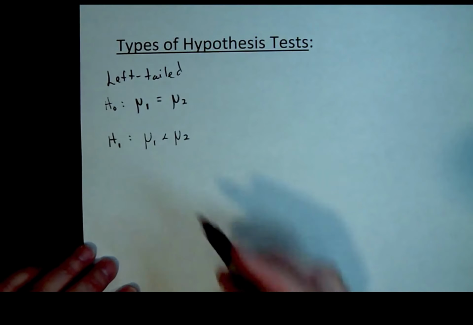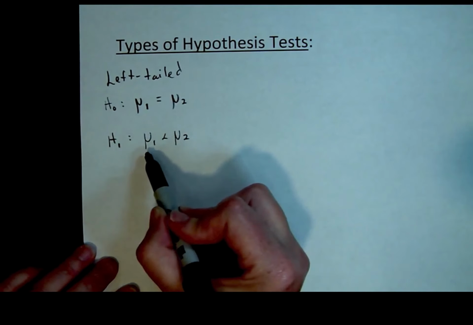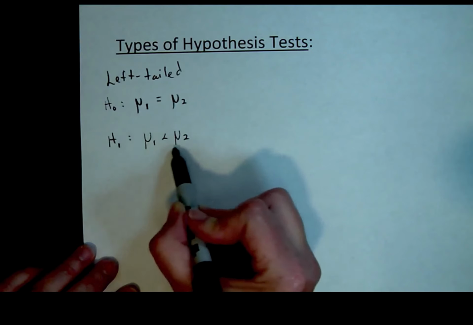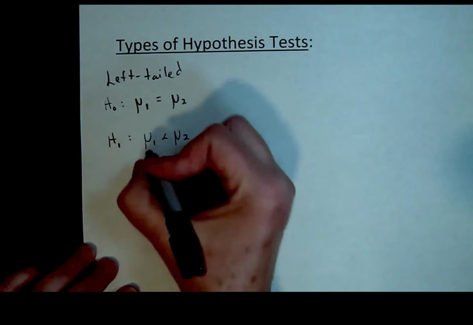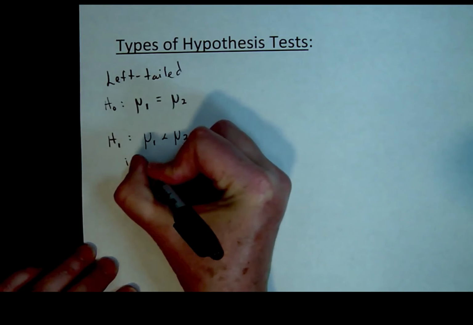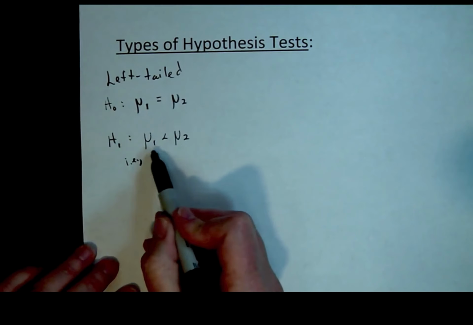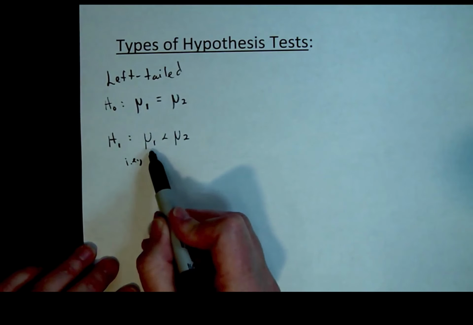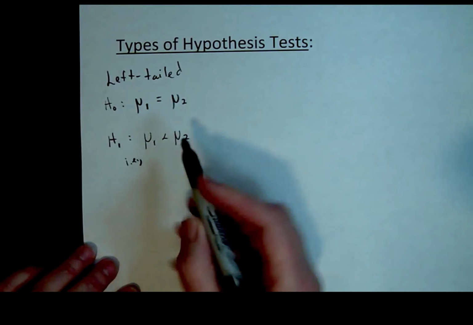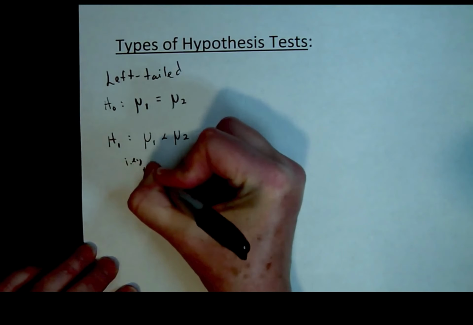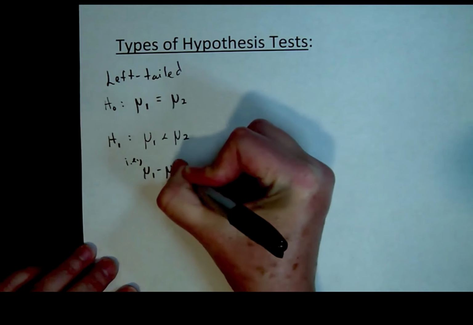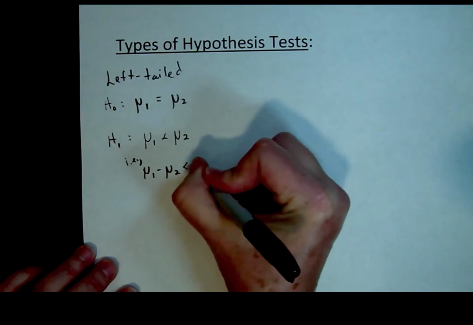Now we really need a single number when we're working with our tables and our formulas. So I'm just going to remind you that even though what I'm thinking about is whether mu1 is less than mu2, mathematically what we're checking is whether mu2 minus mu1 is less than 0.